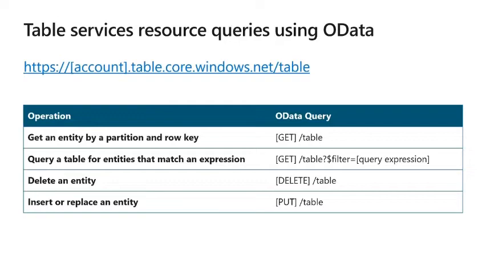Table service resource queries using OData. The same way you can query OData with account.table.core.windows.net slash table, and the same way to get it you send a GET on the table. To query the table you send GET slash table with the query string filter equals a query expression, and to delete it you simply say DELETE slash table. To insert you say PUT slash table. Very simple.